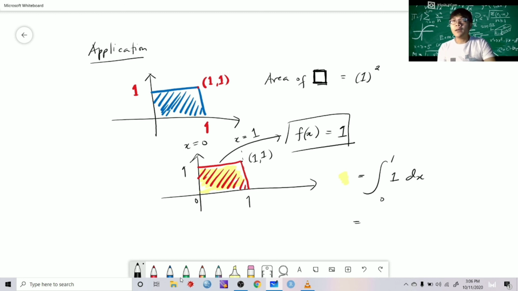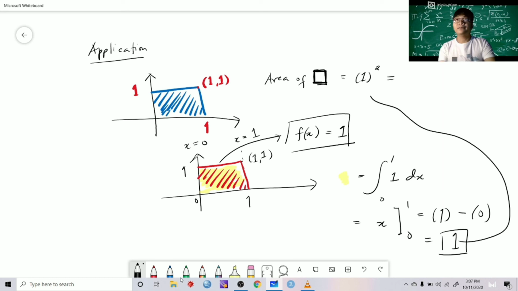Now, we can evaluate this by first getting the antiderivative of 1. So the antiderivative of 1 is x, and then we evaluate that from 0 to 1. We first input 1 to x, then minus input 0 to x. So we get 1, which is the same as this.